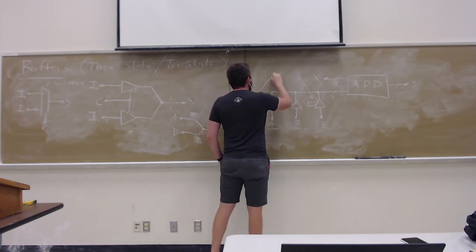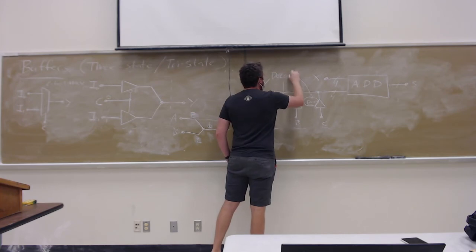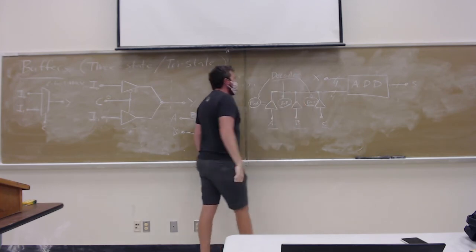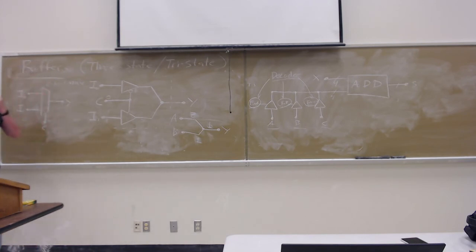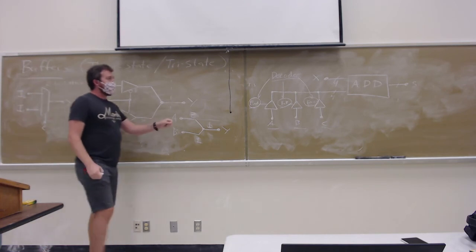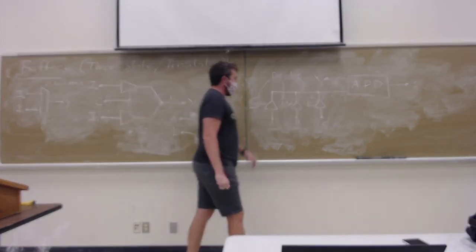To do that, we design a circuit called a decoder, which will be the topic of Monday's class. How do we lock those guys in so only one of them is 1 and the rest of them are 0? And we can ensure that so we can get away with this sort of thing.